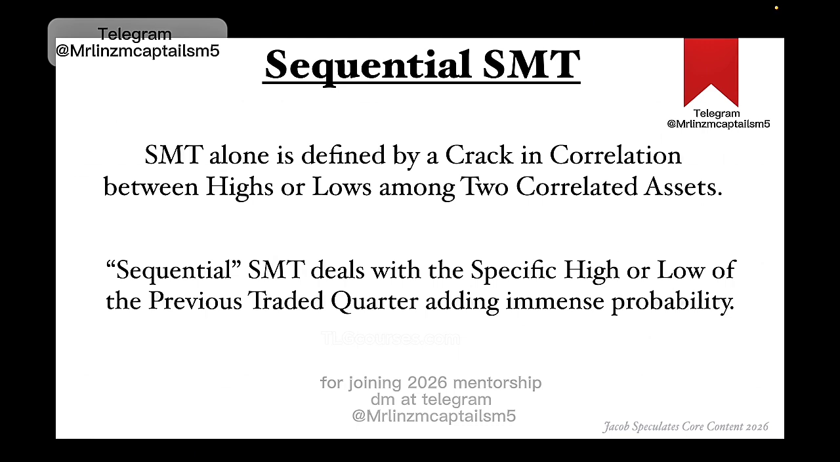Sequential SMT deals with the specific high or low of the previous traded quarter, adding immense probability. This is where the term sequential comes from, because you're thinking within a sequence. You're still looking at highs and lows, but only specific highs and lows. The highest high and the lowest low of the previous quarter is what you're focusing on.